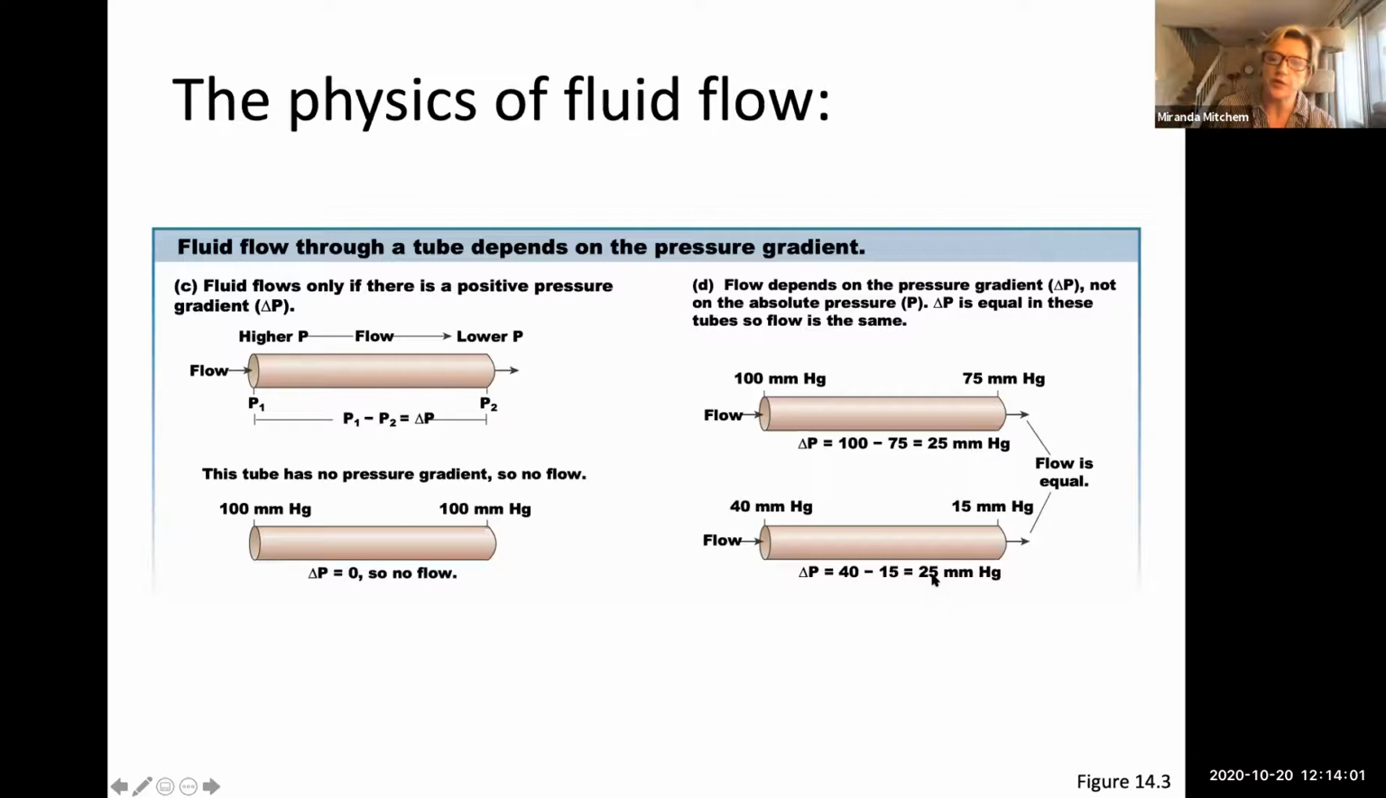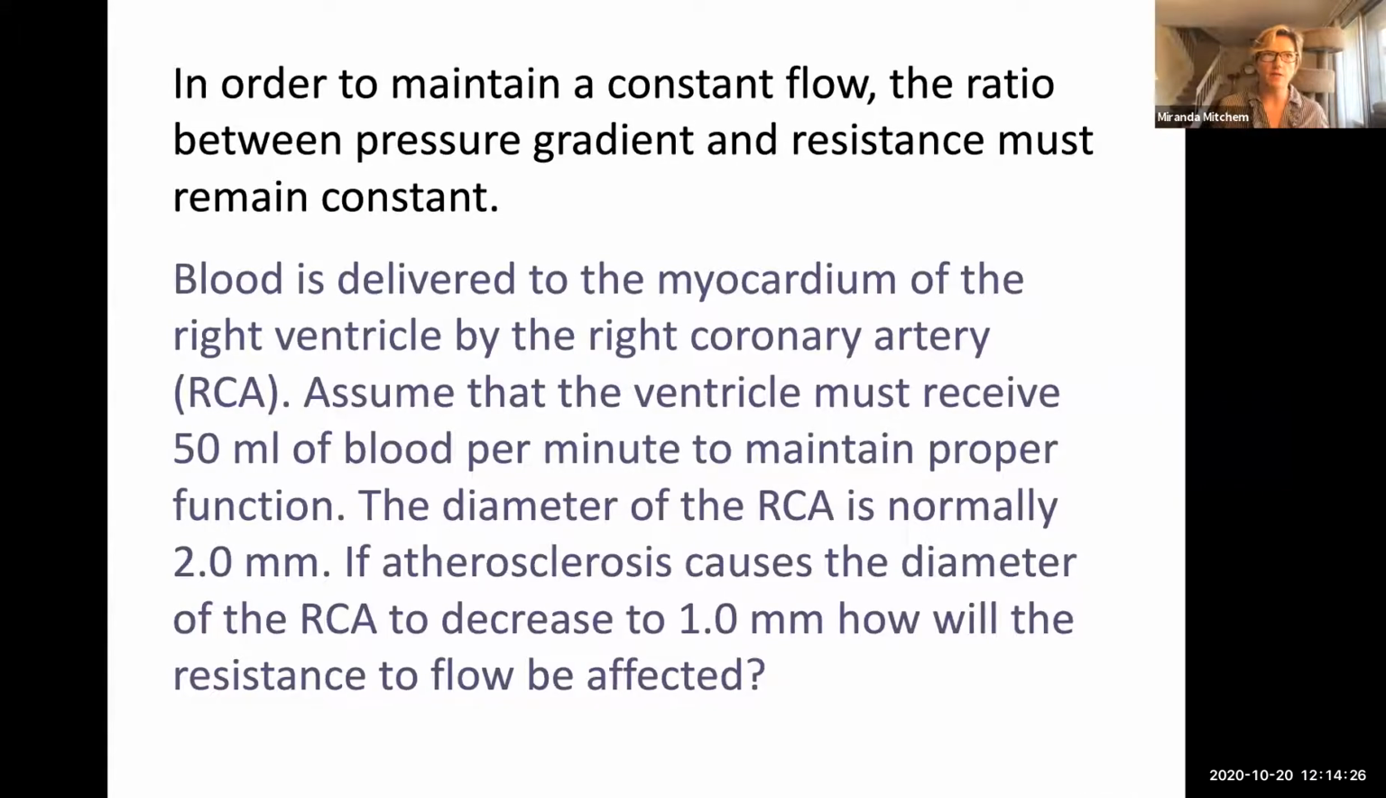So the flow is actually equal, even though the pressures are different, because flow is proportional to the change in pressure, which is the same for both of these systems, 25 millimeters of mercury. So the flow is the same, providing there's no difference in resistance. Okay, so I've put in a few questions in here, trying to get you to think about what to anticipate on your quiz and exam.